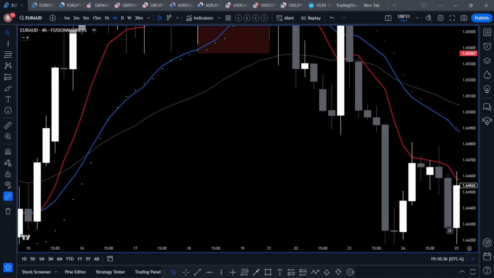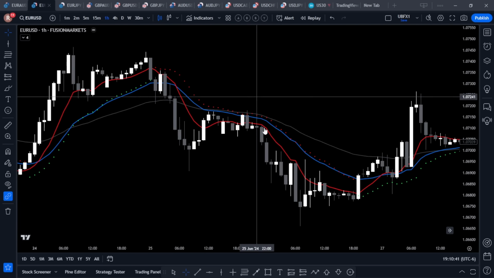Now, if we take a look at this on the other side, we look at this for a short trade. We've got a nice short trade set up right in here.